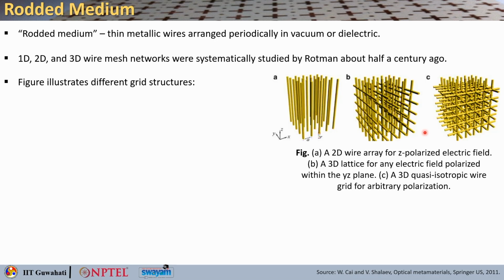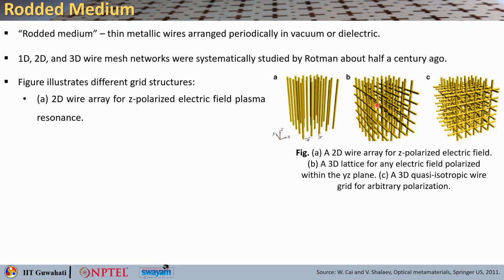As you can see, a two-dimensional array is shown in this first figure. So this is a 2D wire array. These are the axes x, y and z. Here you can see this is for a z polarized electric field, that means the electric field is along the length of the wire. Then you have this second one, which is a 3D lattice, again for any electric field that is polarized within the yz plane.